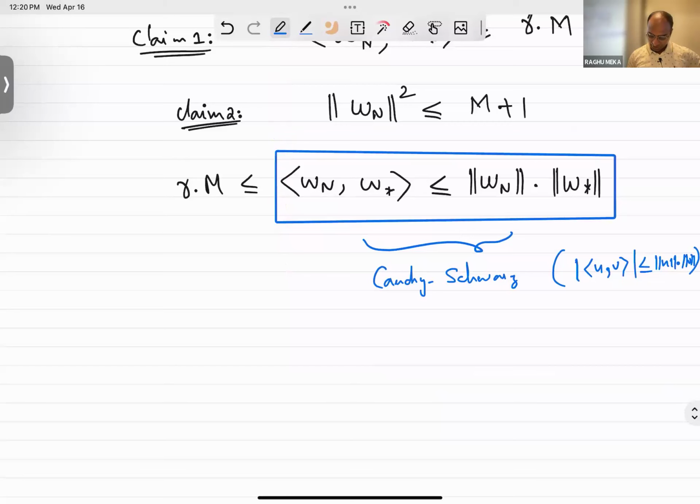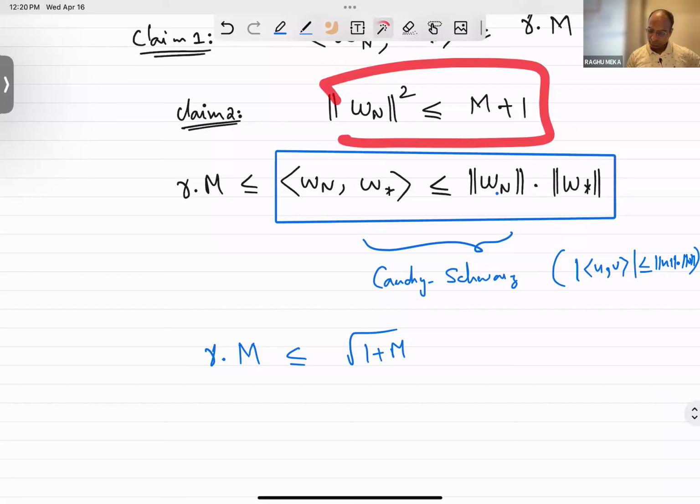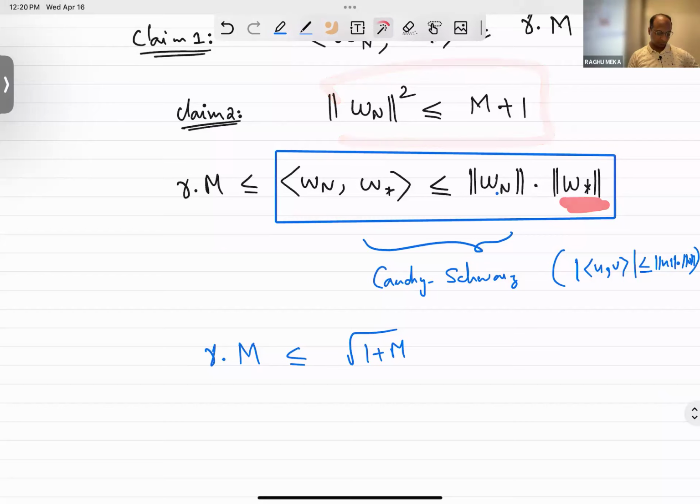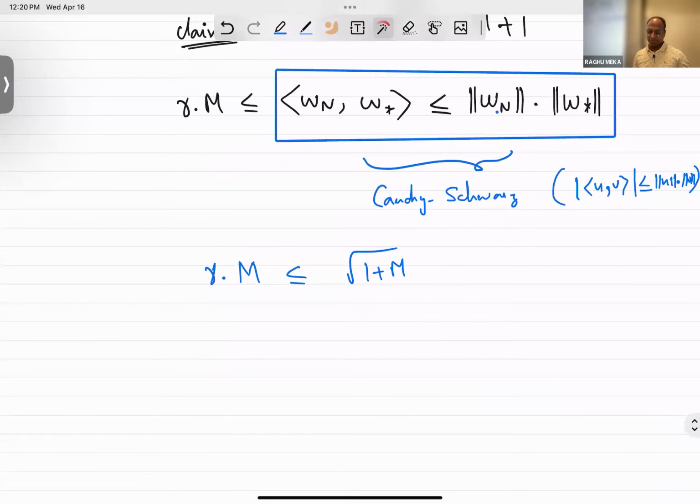So we get this sort of weird looking identity that gamma times M is at most square root of 1 plus M. Because we have this bound, and this is always 1. Okay, and you can solve this quadratic. If you solve this quadratic, you'll just get M is at most 1 over gamma. Okay, so you just have to solve for this quadratic, square it, give the solution, and you get 1 over gamma. Okay. Any questions about this argument?